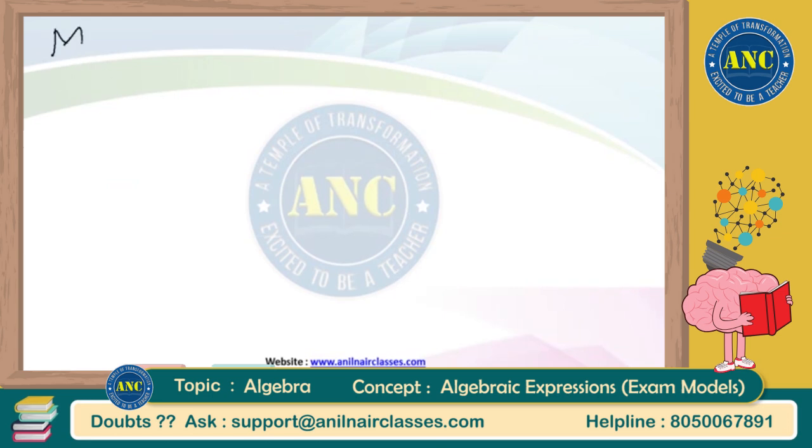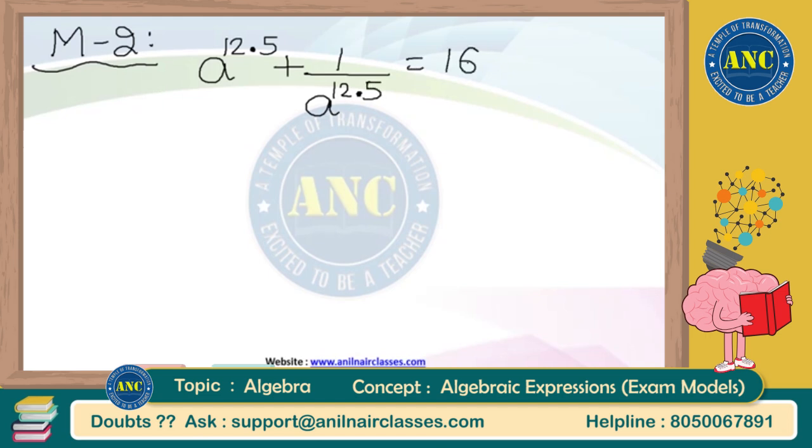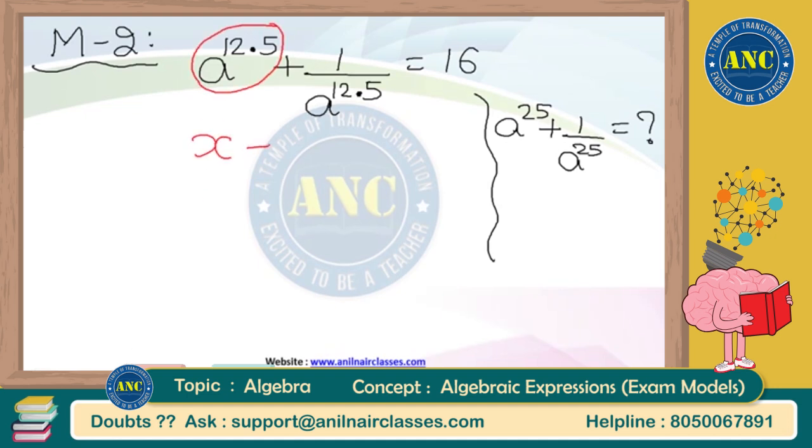Now, some students might get confused when it is given as 12.5. First of all, having a big number in the power itself, you people think it is difficult. Secondly, the power is a decimal number here, so you get even more confused. A power 12.5 plus 1 by a power 12.5 is 16. The question says, what is a power 25 plus 1 by a power 25? Now it is very simple, sir. They just give all these numbers to confuse you. Simple. A power 12.5, I will take it as x. 1 by a power 12.5 will become 1 by x.